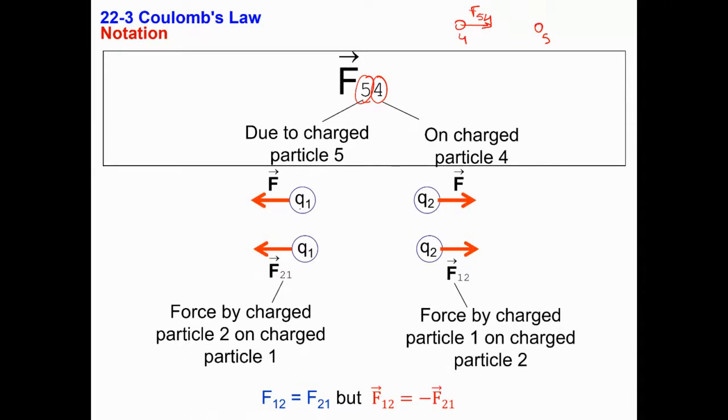So for example, here we have charge Q1 and Q2. If I ask you F21, that means the force due to charge 2 on charge 1. And if I ask you F12, obviously you can see these are two forces in opposite direction. So you cannot say they are equal. They are equal in magnitude, but opposite in direction. F12 is the force due to particle 1 on particle 2. So this is the F12.